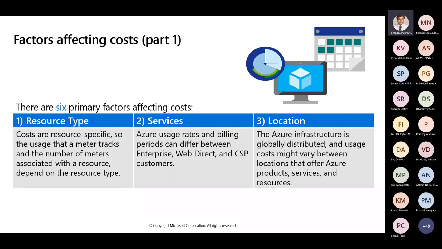So the usage that a meter tracks and the number of meters associated with the resource depend on the resource type. Azure usage rates and billing period can differ between Enterprise, Web Direct and CSP. These are your kinds of agreements between Azure and you, being a user or your company. So Enterprise is a separate kind of agreement. Web Direct is another kind of agreement, and CSP is one more kind of agreement.